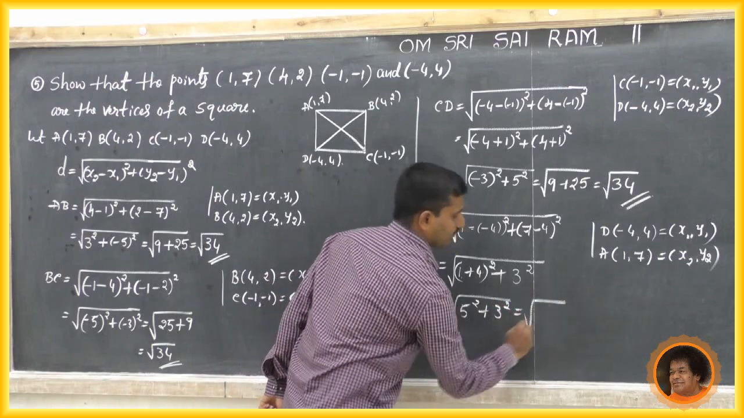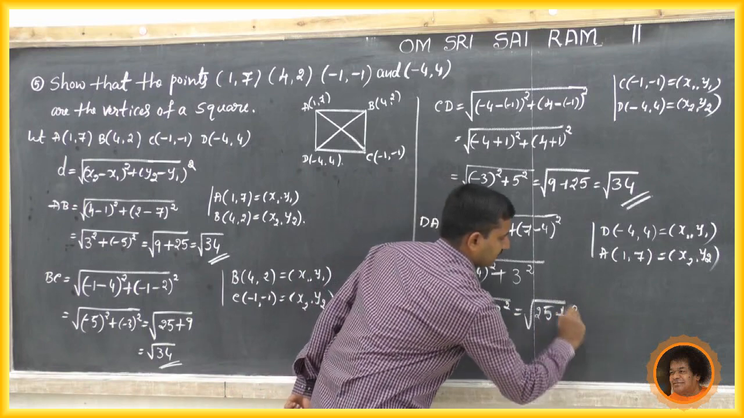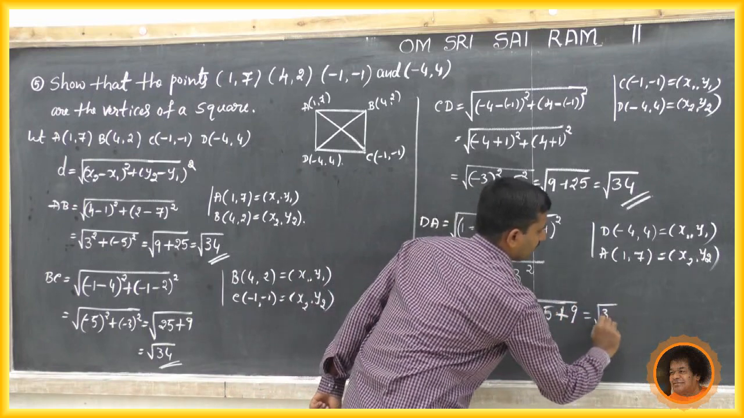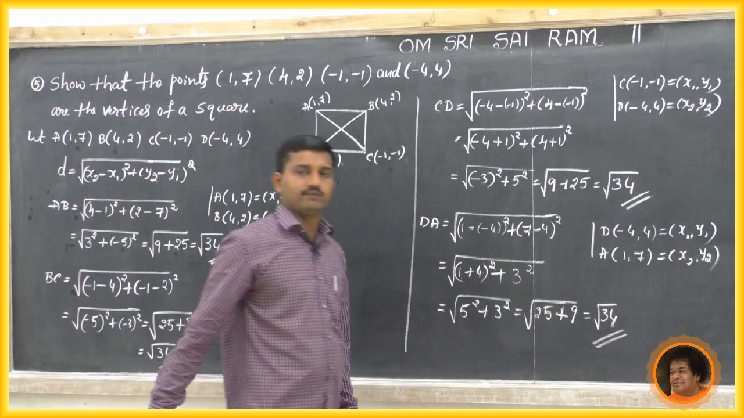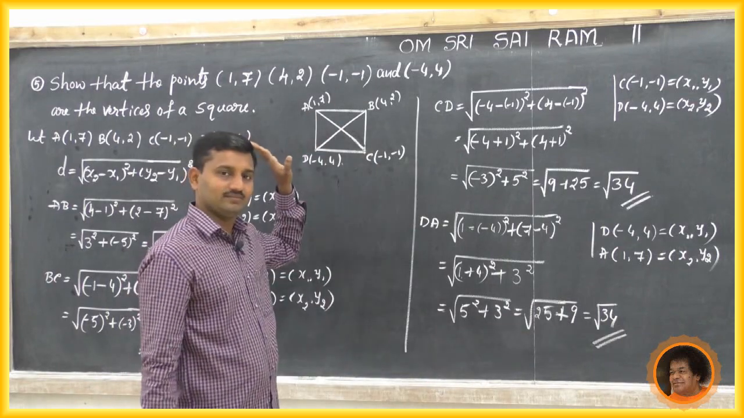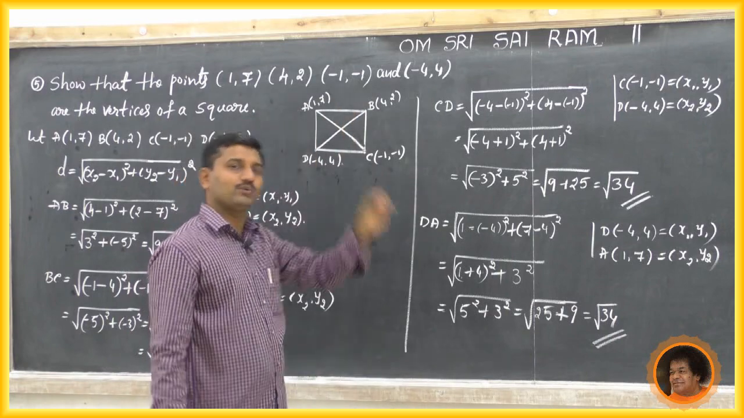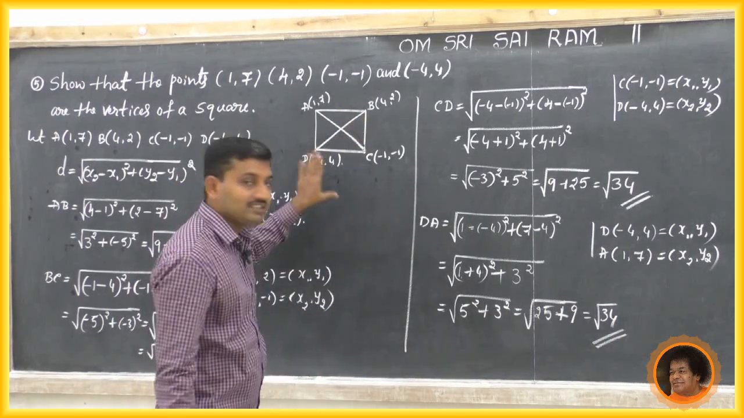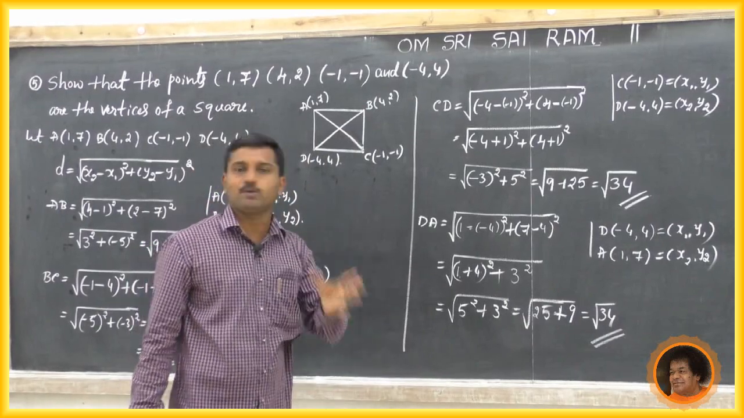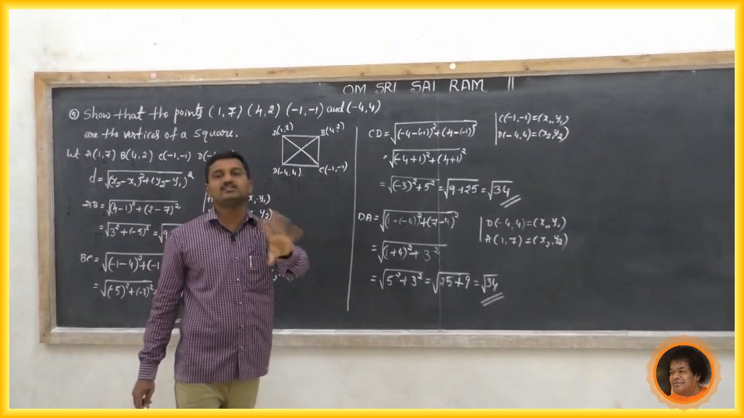So what is the answer? 5 square, the 25 plus 3 square 9, which is equal to square root of 34 units. So we conclude that all the sides are equal. So AB equal to BC equal to CD equal to DA. Next we have to prove these two diagonals are also equal in a square. What is the main property of the square? All the sides are equal as well as the two diagonals are also equal.